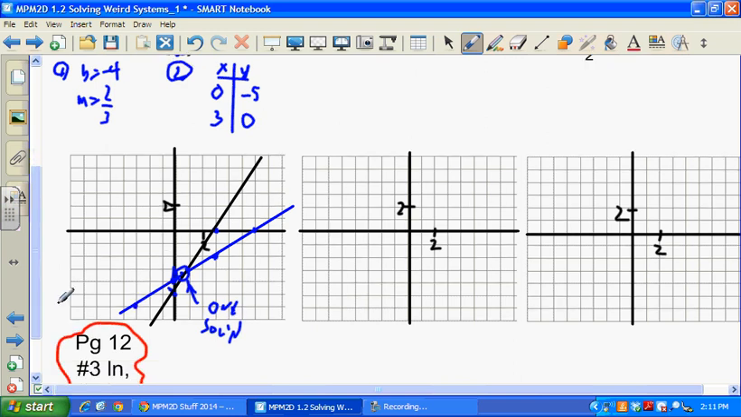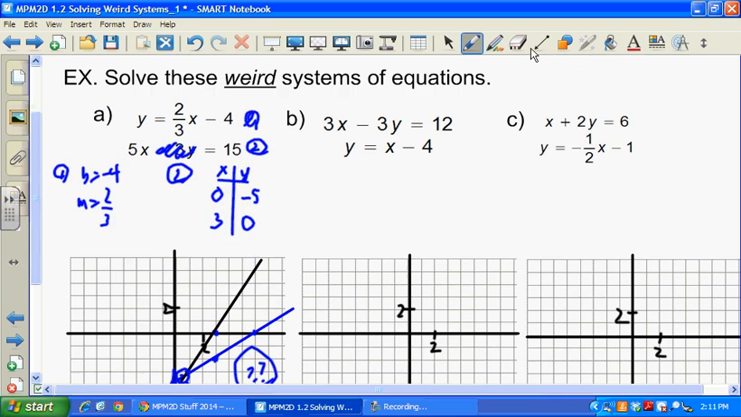It's just a guess. It looks like it's about maybe 0.8 and negative 3.5 or something like that. But that's not very accurate, right? This is a guess, and maybe that's what's weird about this system. The other ones we'll see are even weirder.